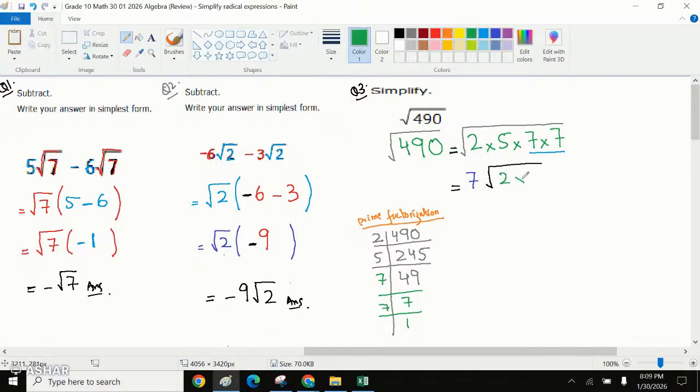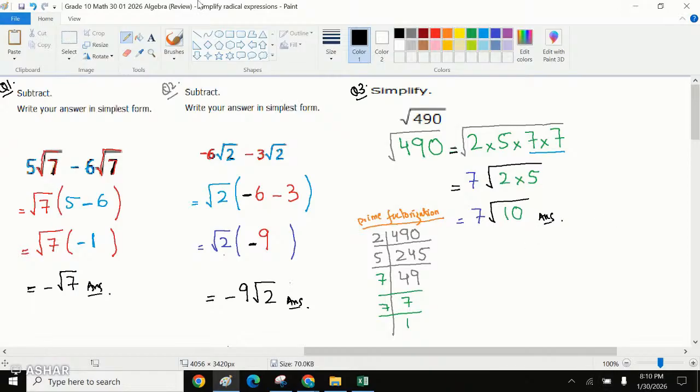2 multiplied by 5. Since 2 and 5 do not have pairs, they stay inside. And this becomes 7 radical. What is 2 multiplied by 5? That is 10. And 7 radical 10 will have the same answer as radical 490. So this is our final answer.